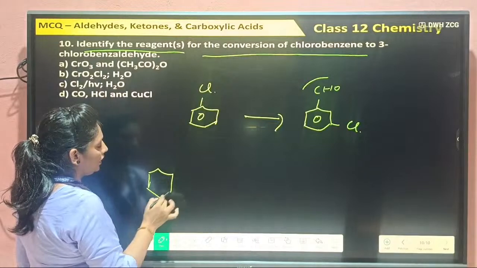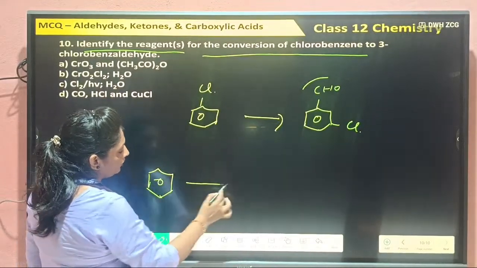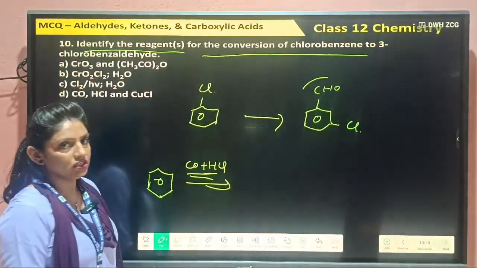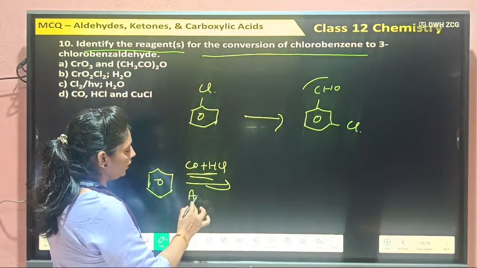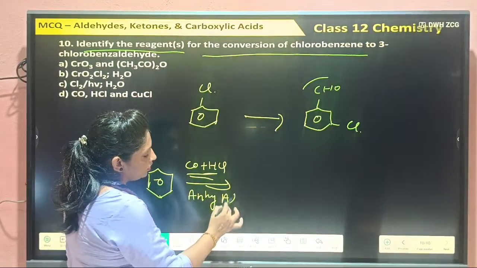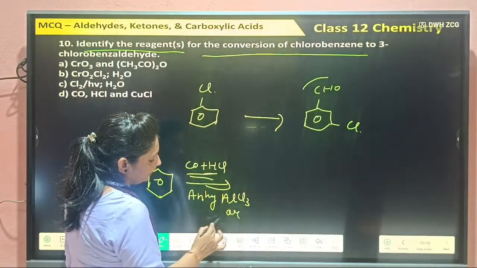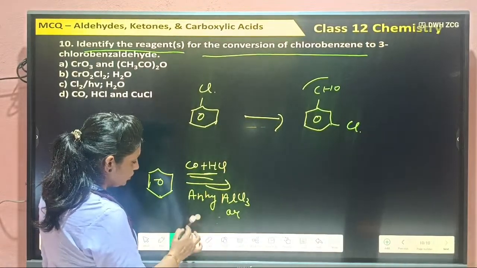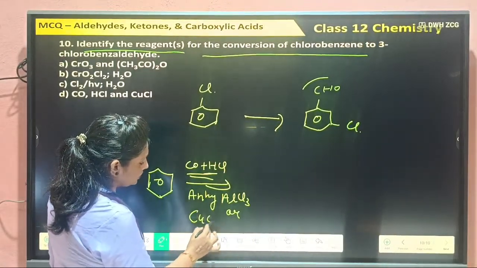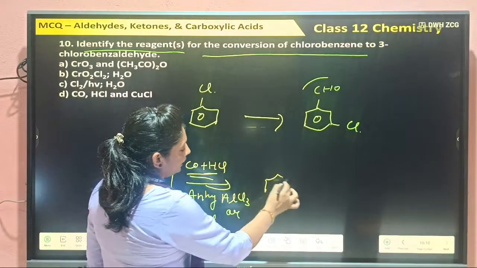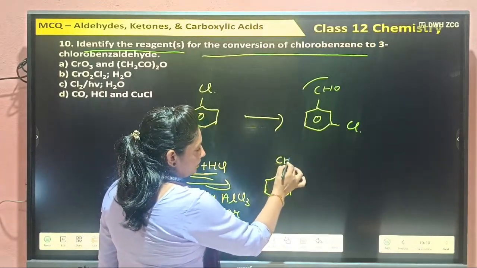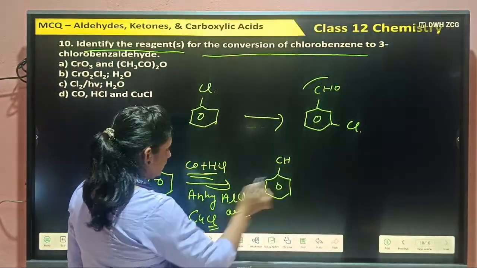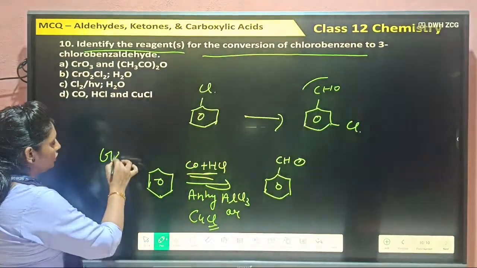Students, you have seen the Gattermann-Koch reaction for this. When benzene is treated with carbon monoxide plus HCl, in presence of anhydrous AlCl3, or we can also take cuprous chloride, CuCl, then we get benzaldehyde. So this one is the Gattermann-Koch reaction.